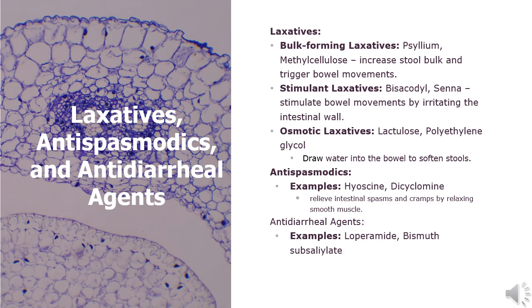Antispasmodics such as hyoscine and dicyclomine relieve intestinal spasms and cramps by relaxing smooth muscles. Antidiarrheal agents like loperamide and bismuth subsalicylate slow down gut movements and reduce fluid secretion in the intestines.